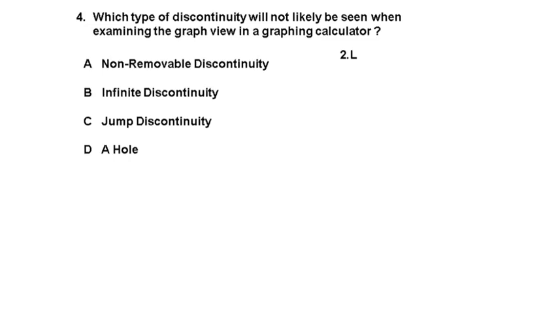Next problem. 4. Which type of discontinuity will not likely be seen when examining the graph view in a graphing calculator? Well, that would be a point discontinuity, which would be a removable discontinuity, or a hole. That is the only correct answer. Each one of these, A, B, and C, can be easily seen on a graphing calculator, but D cannot. Again, point discontinuity or removable discontinuity would be a synonym for a hole.